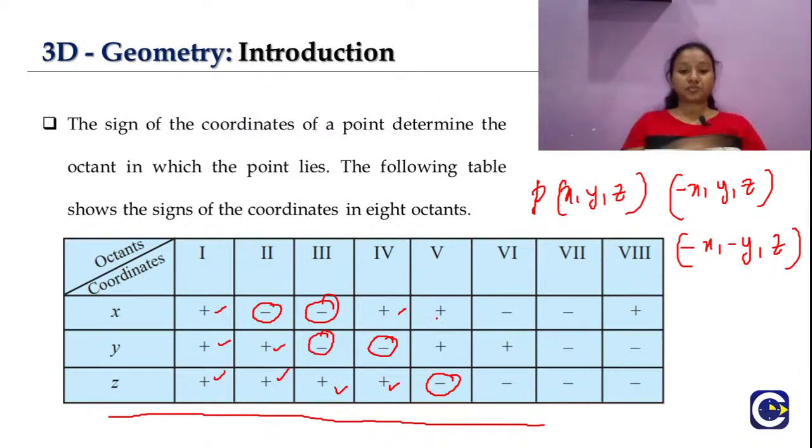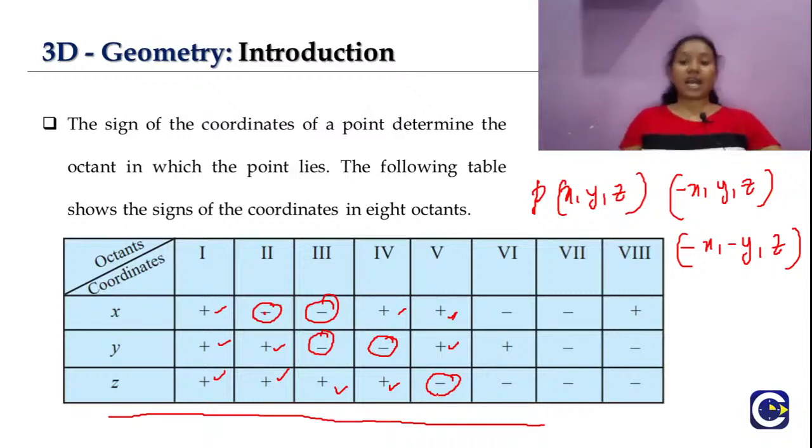So for fifth octant, X and Y will be positive, whereas Z coordinate will be negative. For third, first 2 will be minus, that means X and Y will be negative. And coming to fourth, only Y will be negative. And after fifth, only Z will be negative.